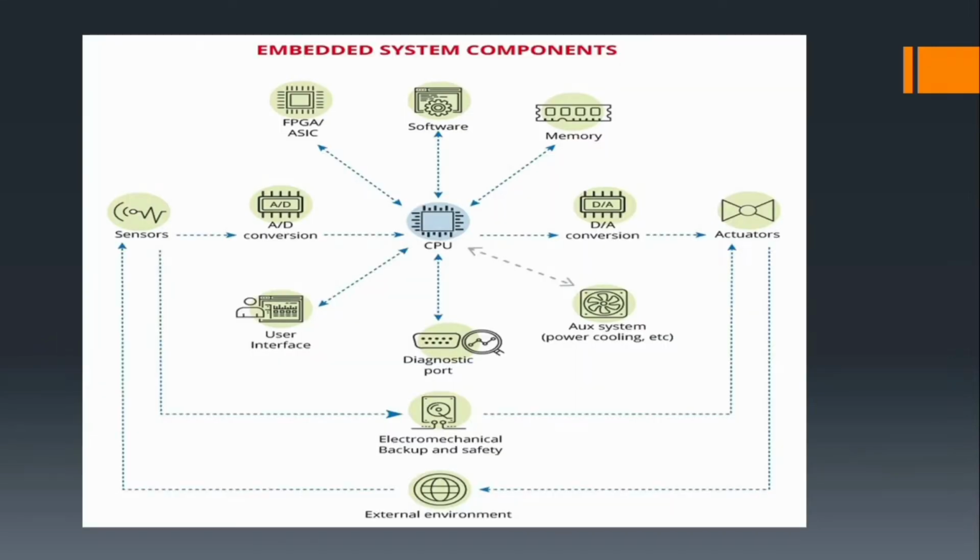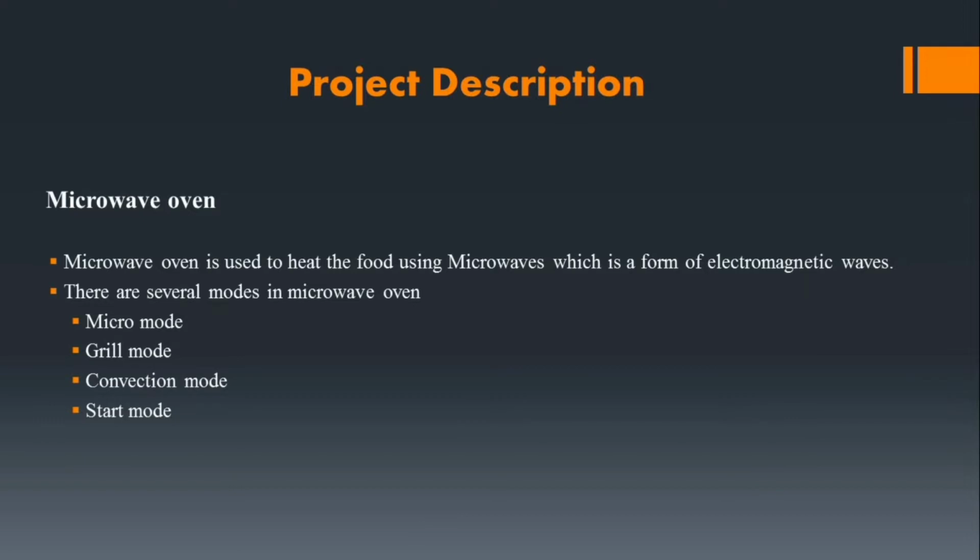Next, project description. A microwave oven. A microwave oven is used to heat food using microwaves. This is a form of electromagnetic waves. There are several modes in a microwave oven: micro mode, grill mode, convection mode, and start mode.